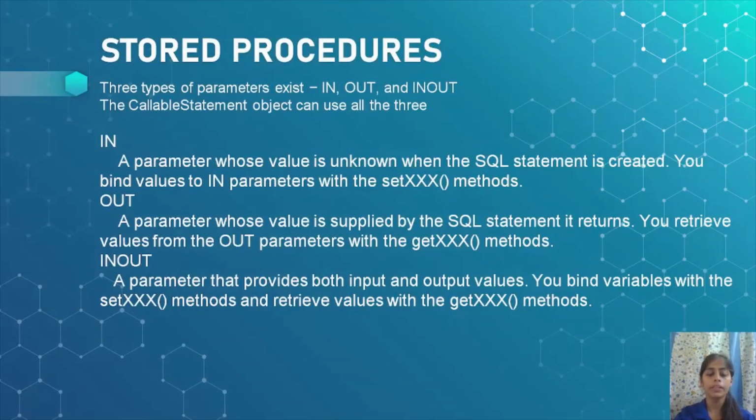Now we have three parameter modes in stored procedures, that is IN, OUT, and INOUT. The CallableStatement object can use all three. IN parameter, a parameter whose value is unknown when the SQL statement is created. You bind values to IN parameters using the set methods. OUT parameter, a parameter whose value is supplied by the SQL statement it returns. We retrieve values from OUT parameters with the get methods. INOUT parameter, a parameter that provides both input and output values. We bind the variables with the set methods and retrieve the values with the get methods.